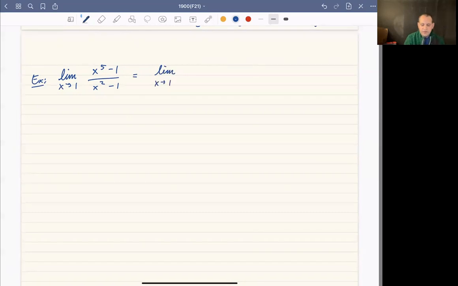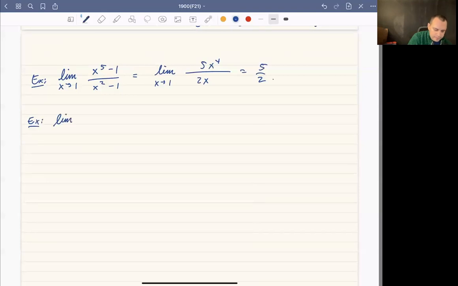So what we're going to get here is if we take the derivative of x to the 5th minus 1, we get 5x to the 4th. And if we take the derivative of x squared minus 1, we get 2x. And this is going to turn out to be 5 halves times x cubed. And as x approaches 1, we get that this is 5 halves, because we're plugging in x equals 1. So notice that we could only apply L'Hopital's rule once here, because as soon as we apply it once, we get a non-zero in the denominator and the numerator. When we plug in 1, we're done. We got 5 halves, and that's it. That's how L'Hopital's rule works. So it's a really nice, neat way to evaluate these limits.